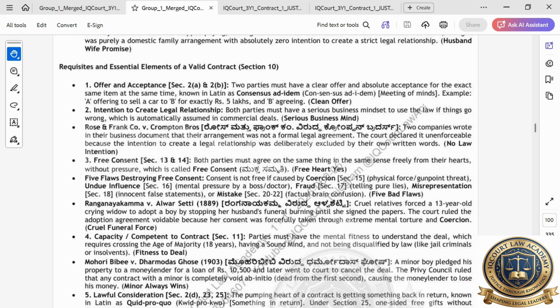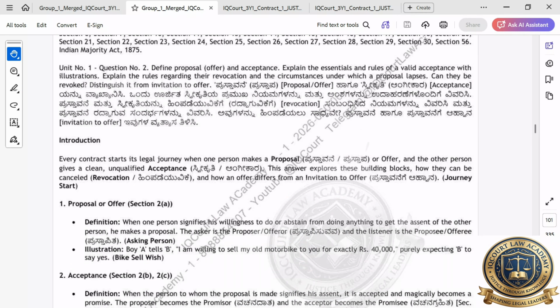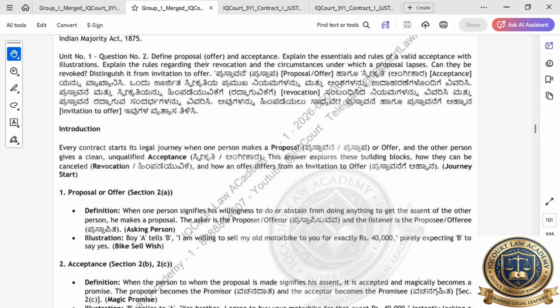Case laws are there, Section 2(a). Case laws are there, Sections 13, 14. Everything is there. What are the essentials you have to write? Very basic, very common sense. This subject is very basic things. Offer, that I explained, is a very important question, 95% important. Offer, acceptance, proposal. Offer or proposal, both are the same.